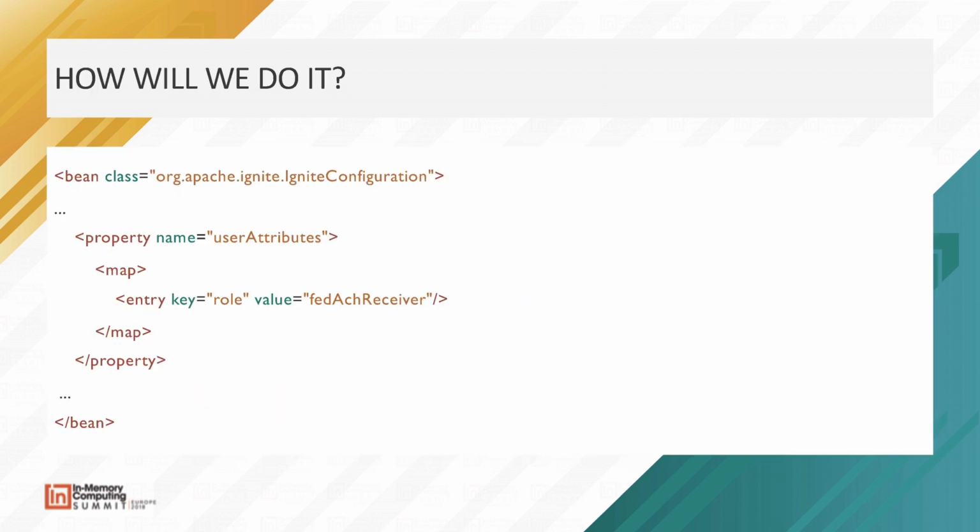I mean, how we do this in GridGain is pretty simple. GridGain, like almost every modern IMDG, uses declarative XML configuration, and we can attach user attributes to nodes. We can say, well, we have a node that has a role of fed ACH receiver, which is this node here, and we can only deploy those ETL services and stream receivers on those nodes.